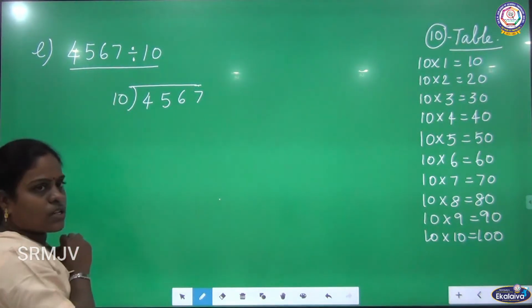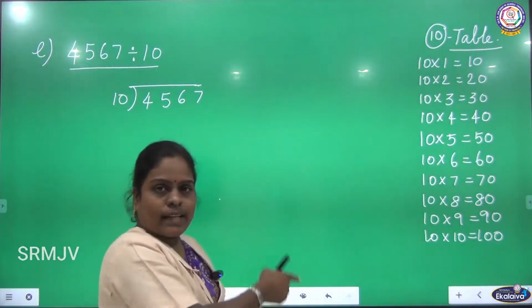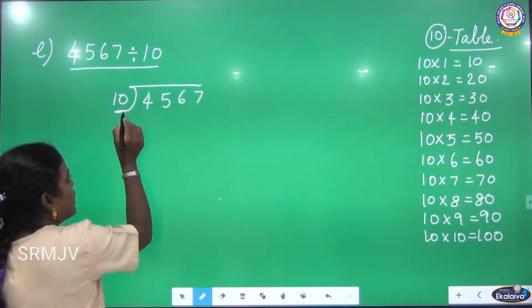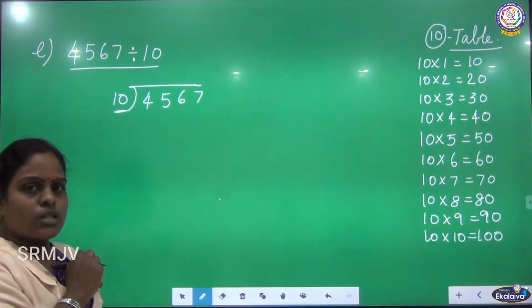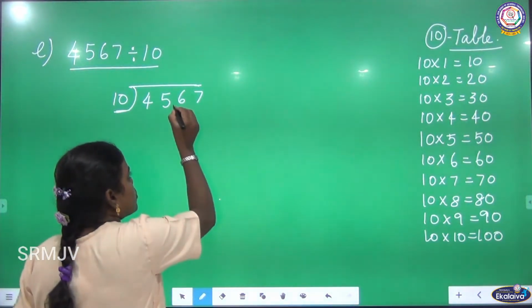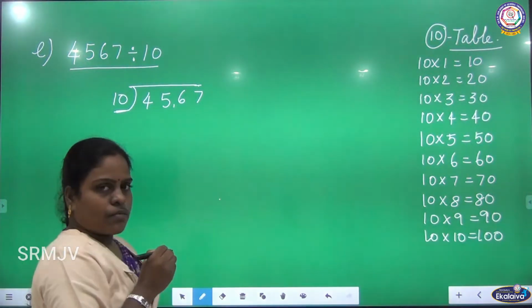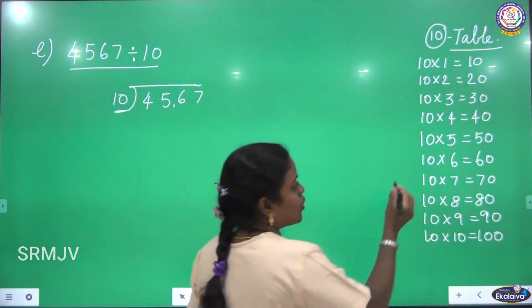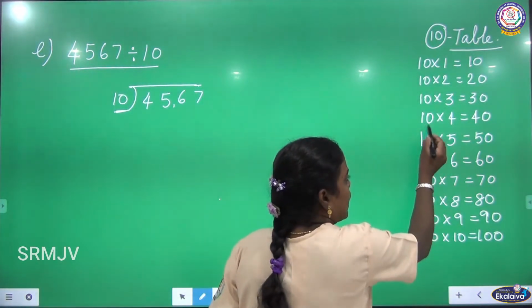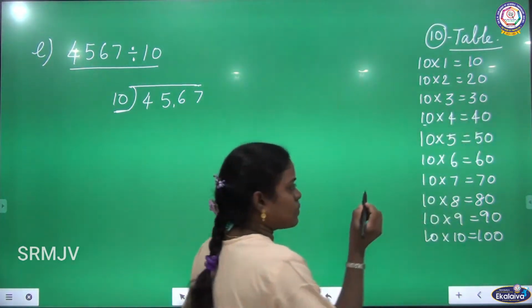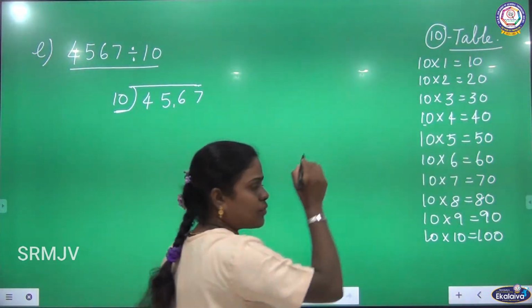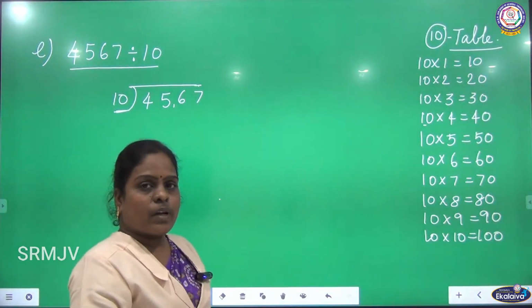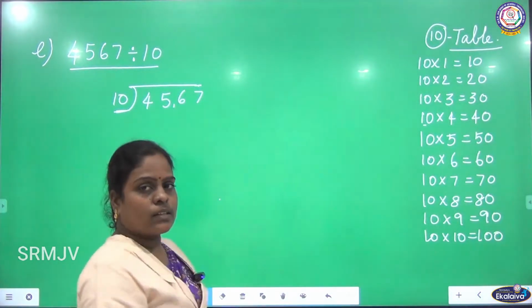10 is the divisor, so we are going to check in the 10th table. As I told you, here the divisor is a 2-digit number, so we have to choose 2 digits from the dividend. So we have 45 now. Now look into the table. 10 fours are 40 and 10 fives are 50. We are going to choose the 4th time because 50 is greater than the number.